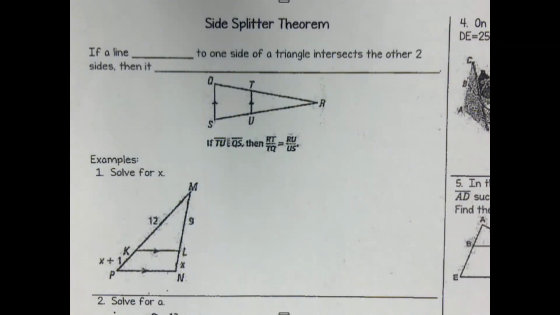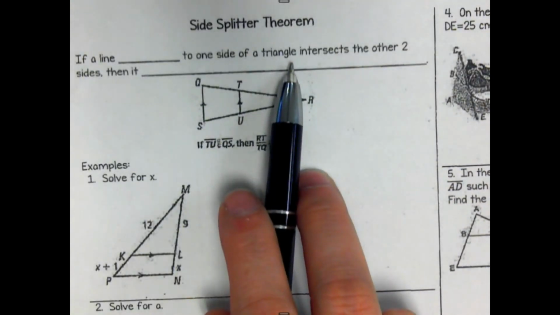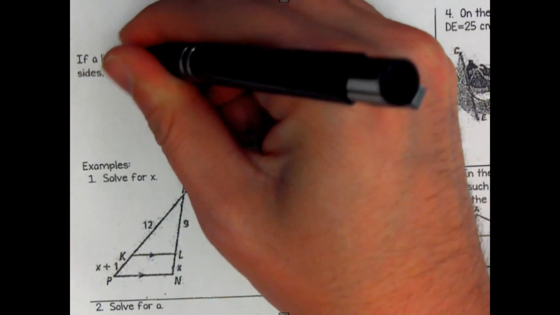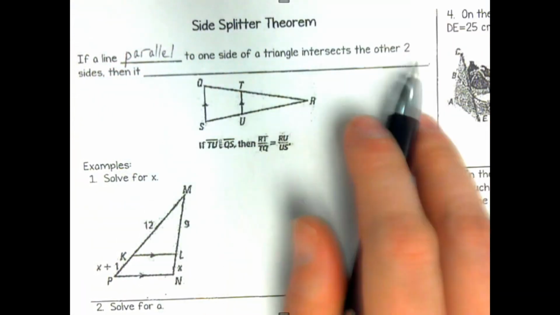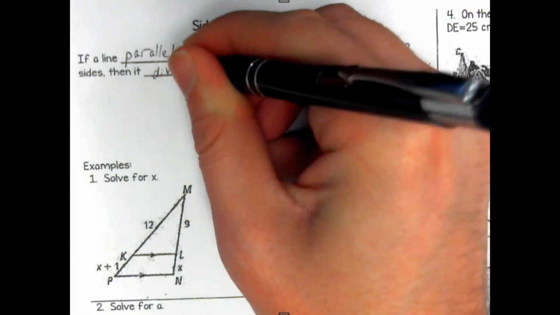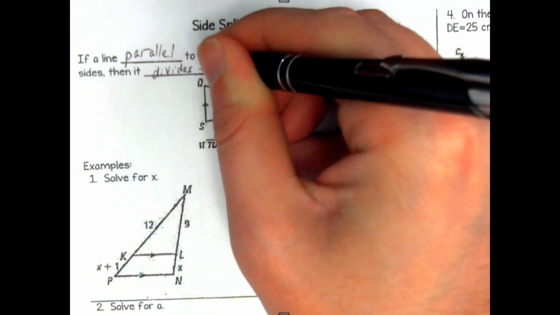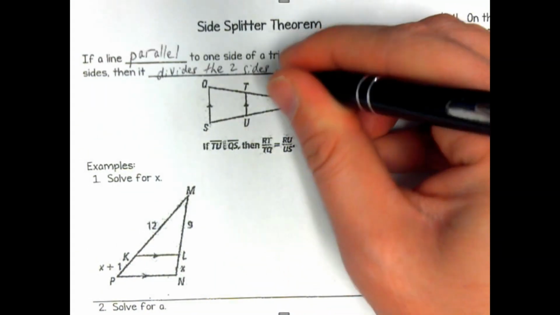Our last lesson of this unit is about the side splitter theorem. This states that if a line parallel to one side of a triangle intersects the other two sides, then it divides the two sides proportionally.